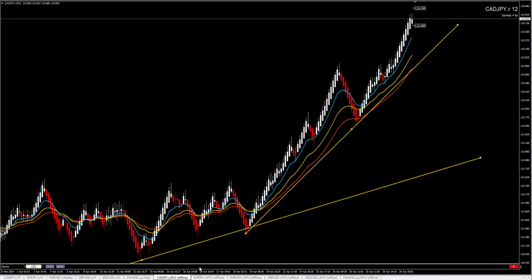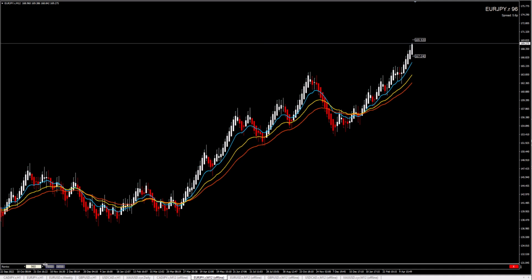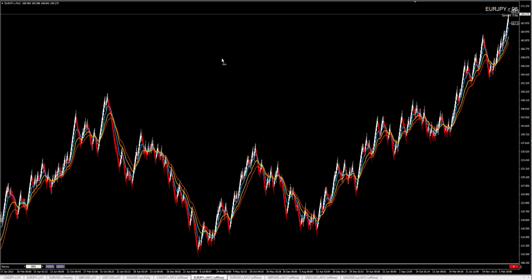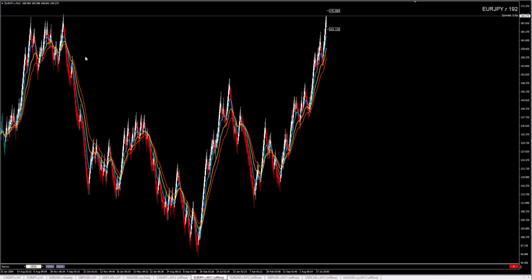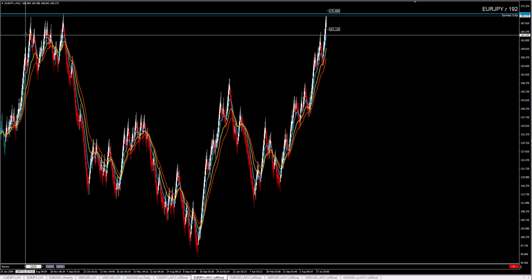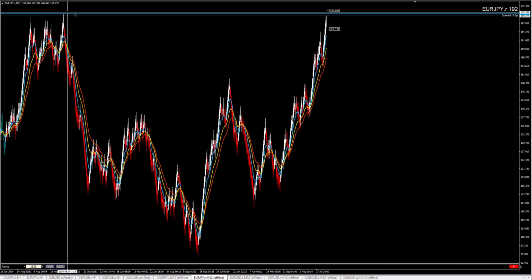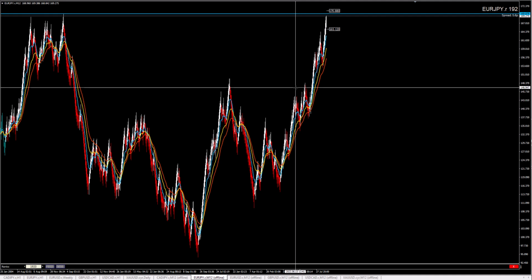On Euro Yen, a similar situation, also climbing up. If I zoom out to find the levels, basically we are on a very strong area of resistance, as you can see. Price is already reaching this. This is the highest point, and it is very strong because this is from 2006. So you see how price reacted reaching this point, and we also had a very strong up move.